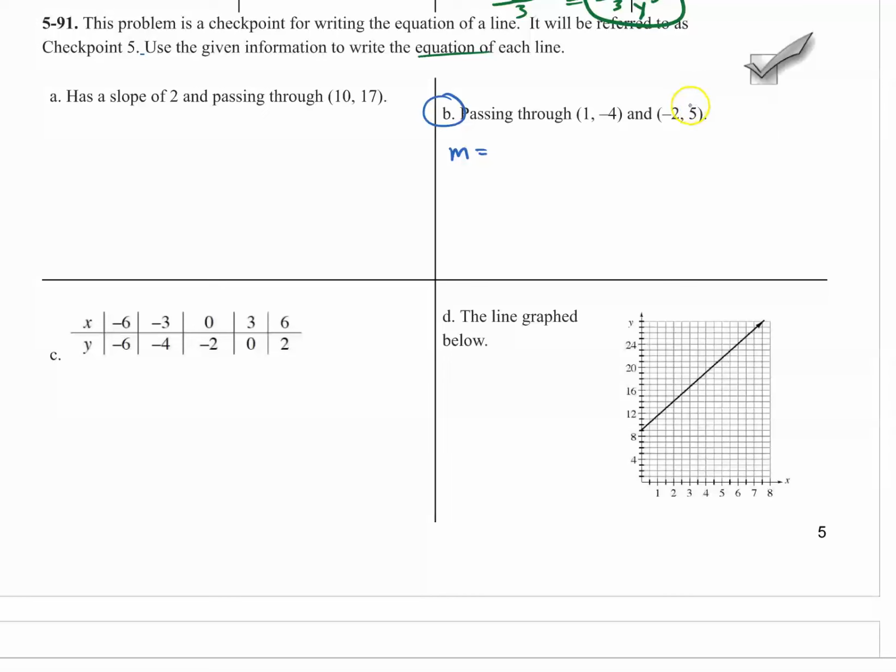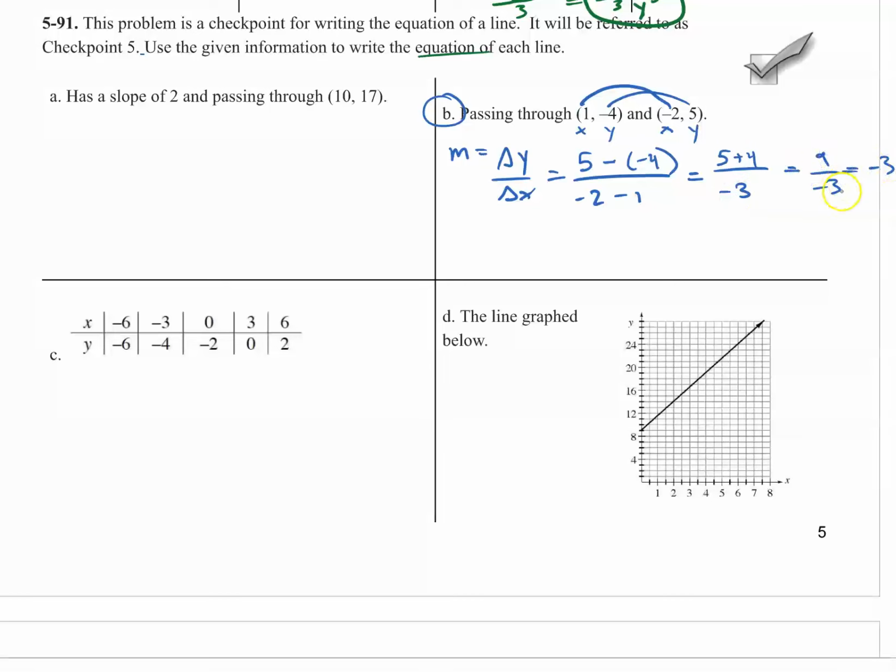M equals x comma y, x comma y. So the slope is delta y over delta x. And the change in y is 5 minus negative 4 divided by negative 2 minus 1. When you subtract a negative number, it's the same as adding. So that's going to be 5 plus 4 over negative 3. 9 over negative 3. 3 goes into 9 3 times. And don't forget that a positive divided by negative stays negative.